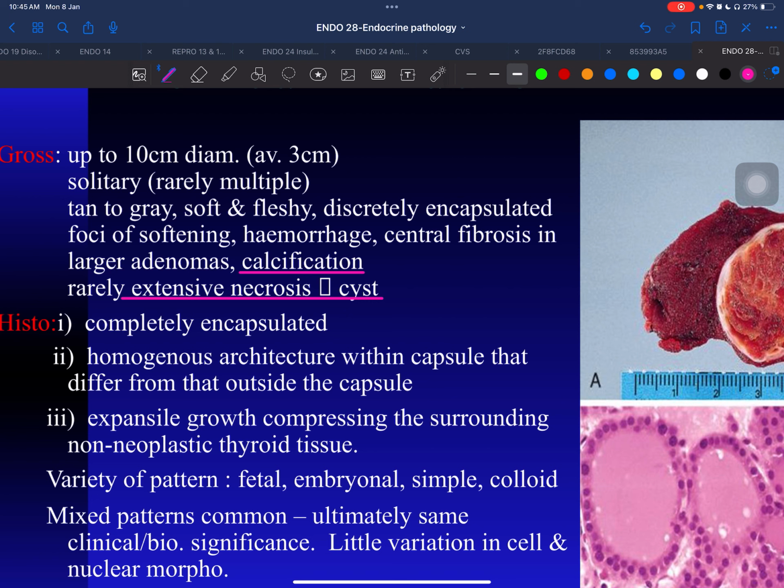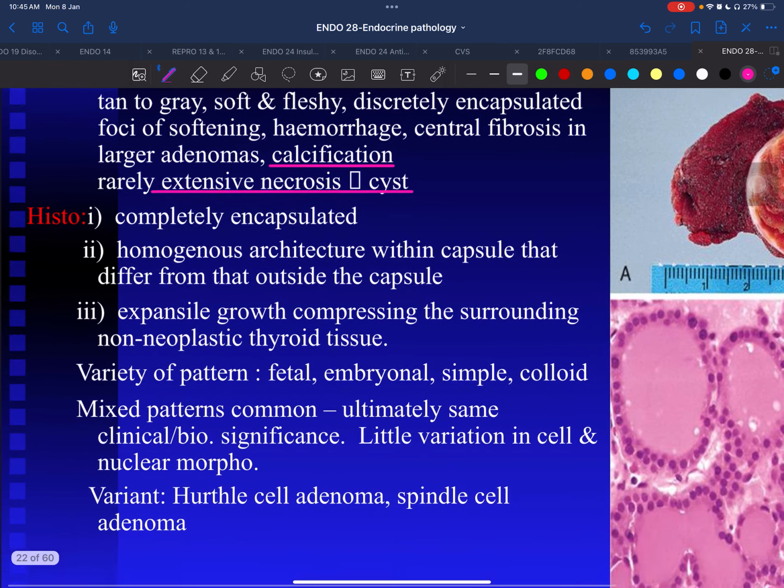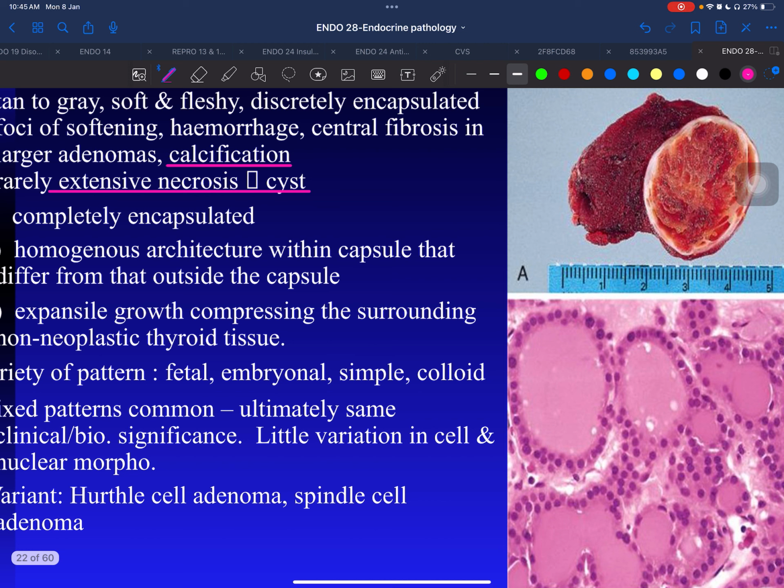Bila dia terlalu besar, yang kat tengah tu tak cukup blood supply. Okay, if tak cukup blood supply, dia akan jadi necrosis, or it can be bleeding. Bila bleeding tu sometimes can cause pain a bit lah. There can also be cystic degeneration inside the thyroid follicles.